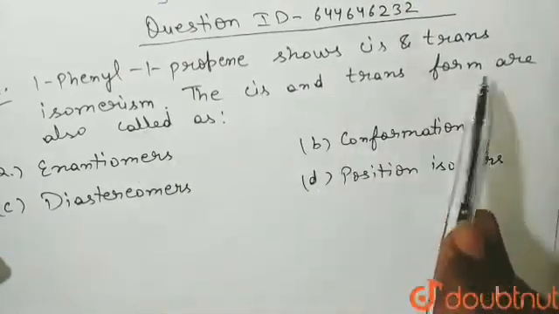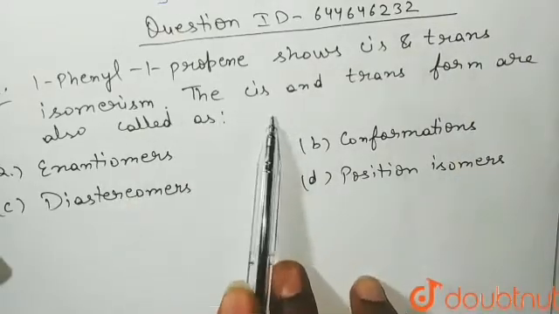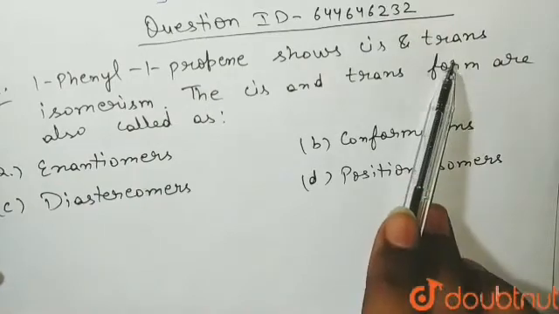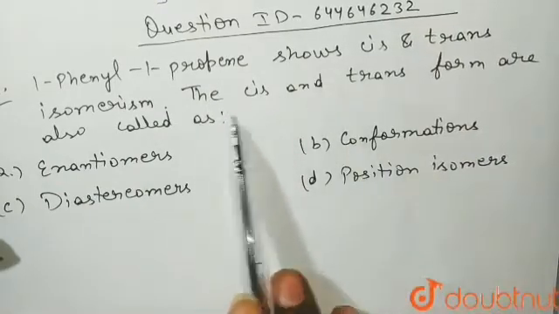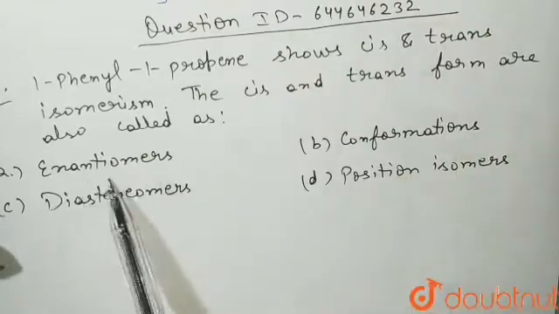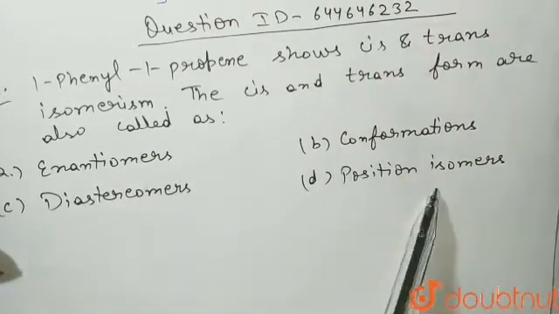Hello students, the question is: 1-phenyl 1-propene shows cis and trans isomerism. The cis and trans forms are also called as what? We have to tell that 1-phenyl propene shows cis and trans, that means geometrical isomerism, but we need to tell that cis and trans forms are also known as what? Enantiomers, diastereomers, conformers, and position isomers.